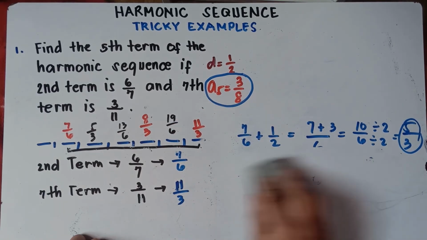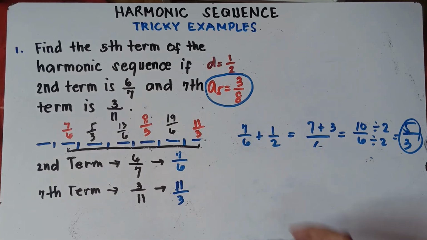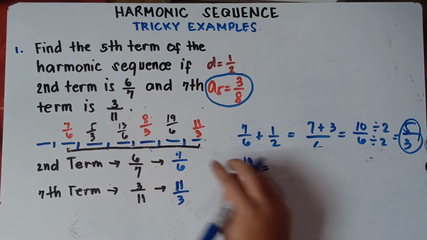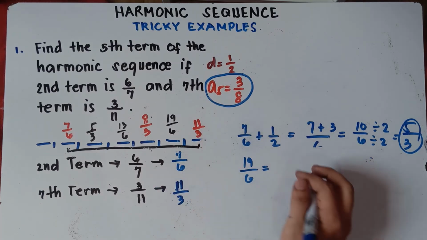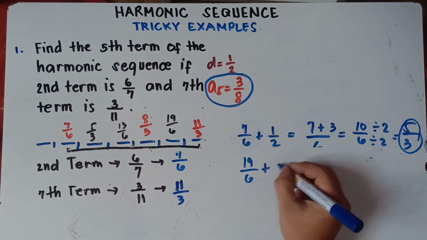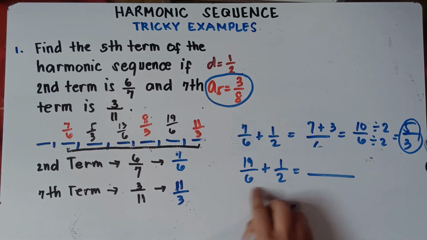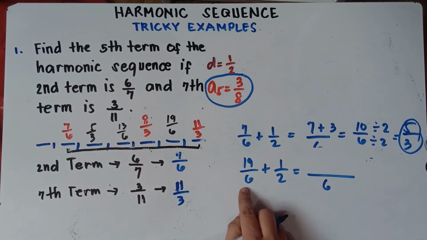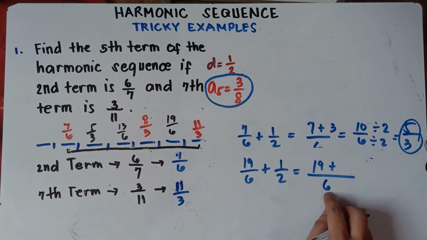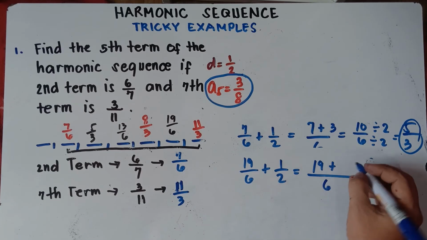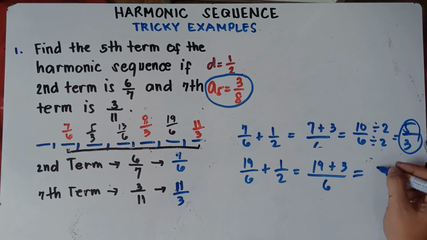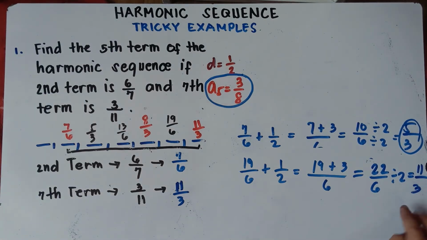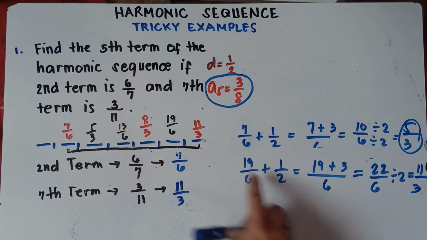Now to get the seventh term, let's add 19 over 6 plus 1 half. Let's check if we get 11 over 3 for the arithmetic sequence. So the LCD of 6 and 2 would be 6. 6 divided by 6 is 1 times 19 is 19, plus 6 divided by 2 is 3 times 1 is 3. 19 plus 3, that is 22 over 6, divided by 2. 22 divided by 2 is 11. 6 divided by 2 is 3. You get the same answer, class, 11 over 3, by just doing it manually.